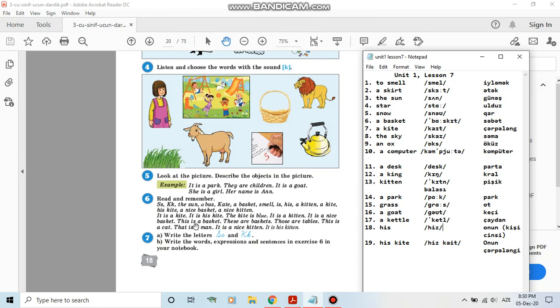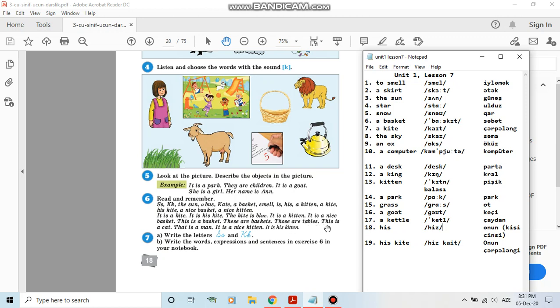Cəmdə olanda is-in əvəzinə are işlənir. This-in əvəzinə these işlənir. This is a basket. Bir dənə olduğuna görə this is a basket. Səbətlər olduğuna görə these are baskets. Cəmdə olduğuna görə are deyirik. Those are tables. Tables cəmdədir. Ona görə də onlar stollardır. Those, these əvəz olundu. This əvəz olundu those-la.